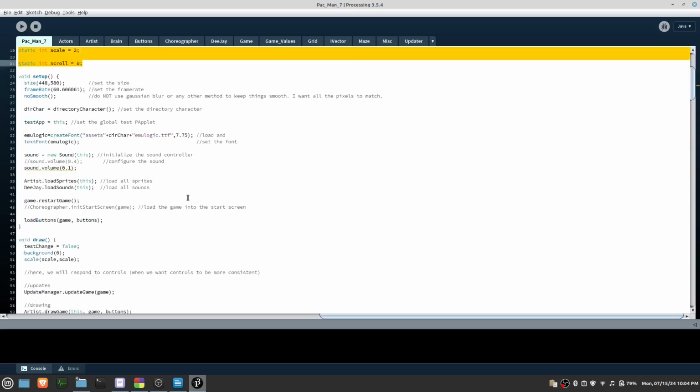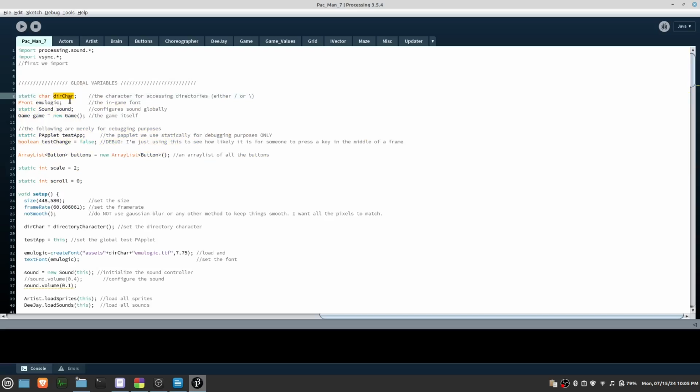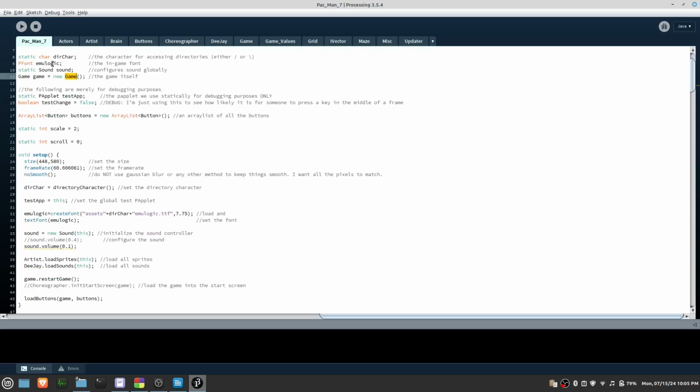But anyways, we make all these important things such as the directory character, which on Windows is backslash, and on literally every other operating system it's forward slash. We load the font, which I actually was able to find the font they use in Pac-Man. It's Emulogic. We initialize the whole sound setup. We start the game, or we create an instance of the game.